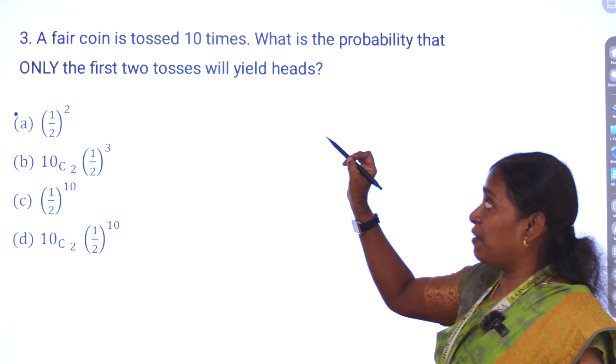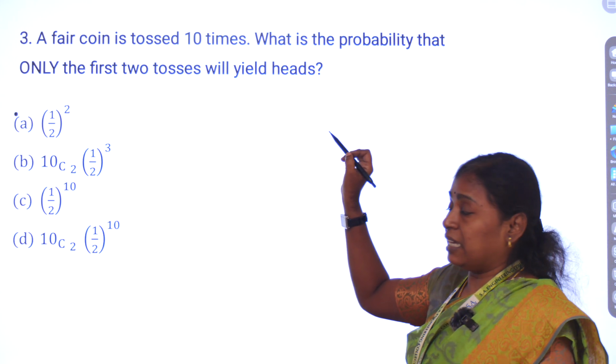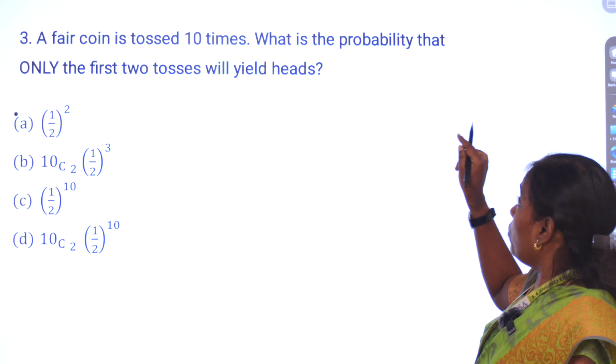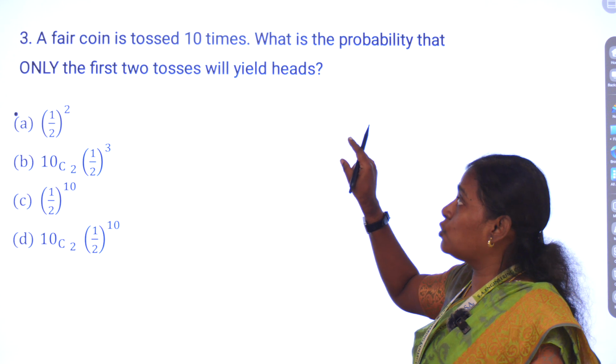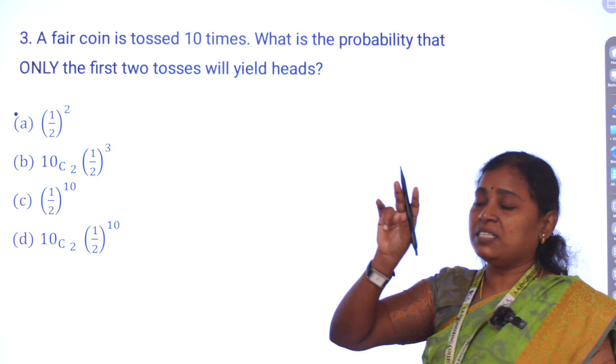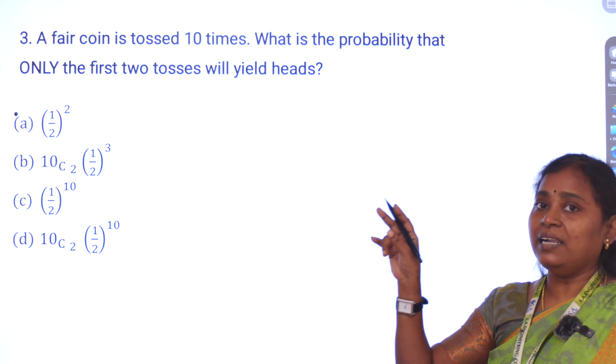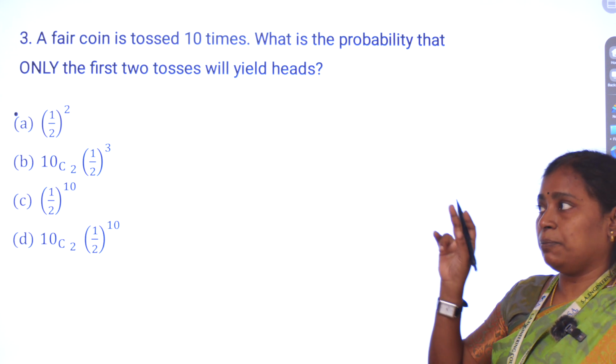Again I am repeating, a fair coin is tossed 10 times. So you are taking a fair coin, it is being tossed 10 times. You have to find the probability that the first 2 tosses will yield head, which means that only the first 2 will yield head, the remaining will yield tail. Remaining 8 tosses will be tail.